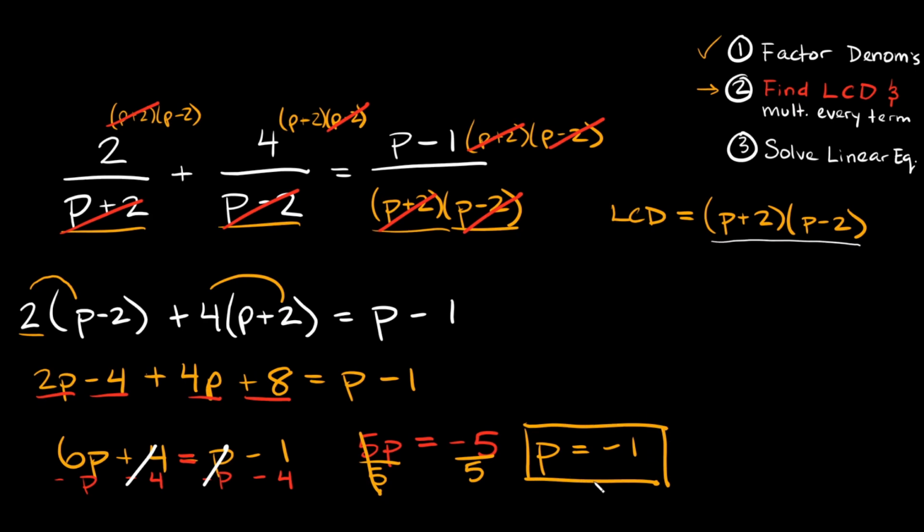Okay, and the last thing you want to do is just plug in your answer into your denominators, right, to make sure you don't get any zeros in the bottom, because if you get a 0, that's called an extraneous solution, right? And I'll leave that up to you on this one, but you'll find that you don't get a 0 in any of the denominators when you plug in a negative 1, okay? So p equals negative 1 is just a regular solution.